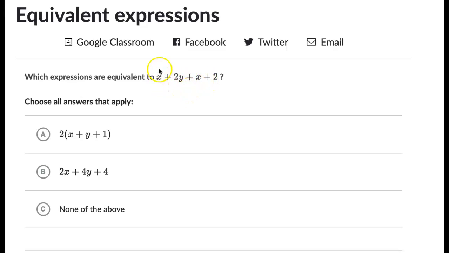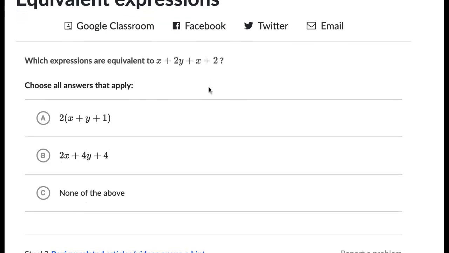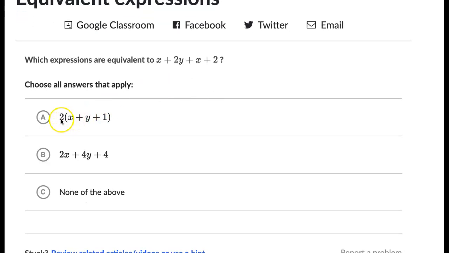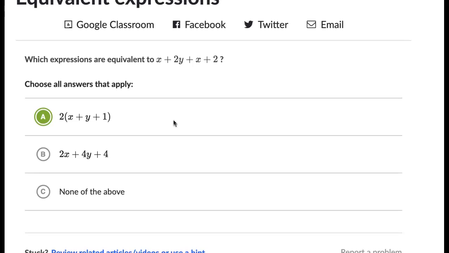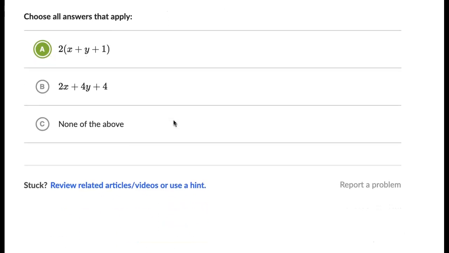Okay? So first of all, let us see if we can simplify that. Can we combine like terms? Yeah. I have 2x and x can combine, so I have 2x plus 2y plus 2. So let us see which one here can give me 2x plus 2y plus 2. So if we look up here, if we distribute, I get 2x plus 2y plus 2. Yep, so this is the one. So this is an equivalent expression by using the distributive property.